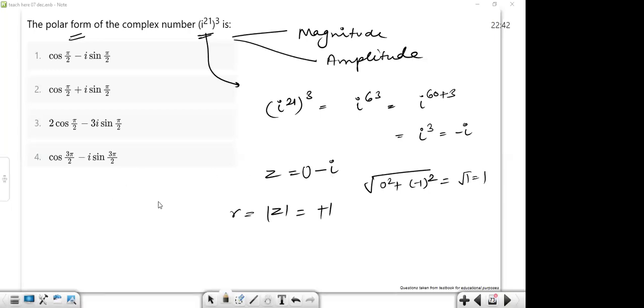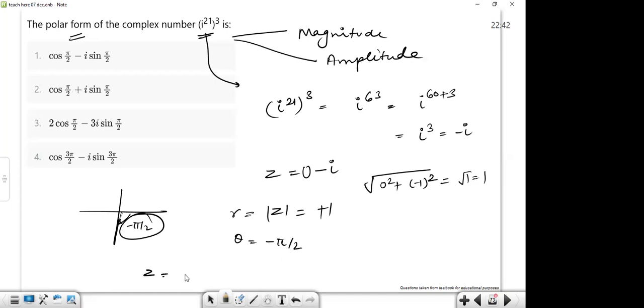We have already discussed that purely imaginary numbers lie on this part of the axis, and the angle is minus of pi by 2. Clear? Any doubt, anyone? No, sir. Yeah. So the theta here is minus of pi by 2.